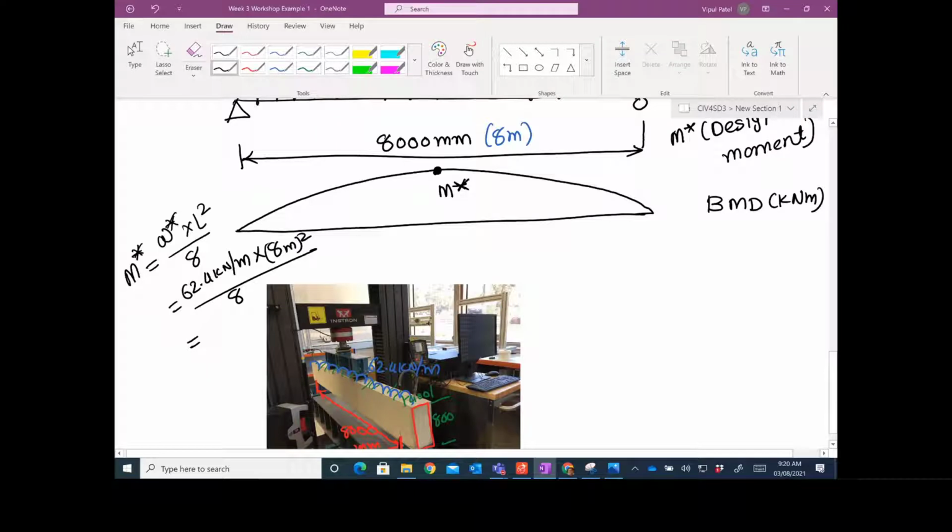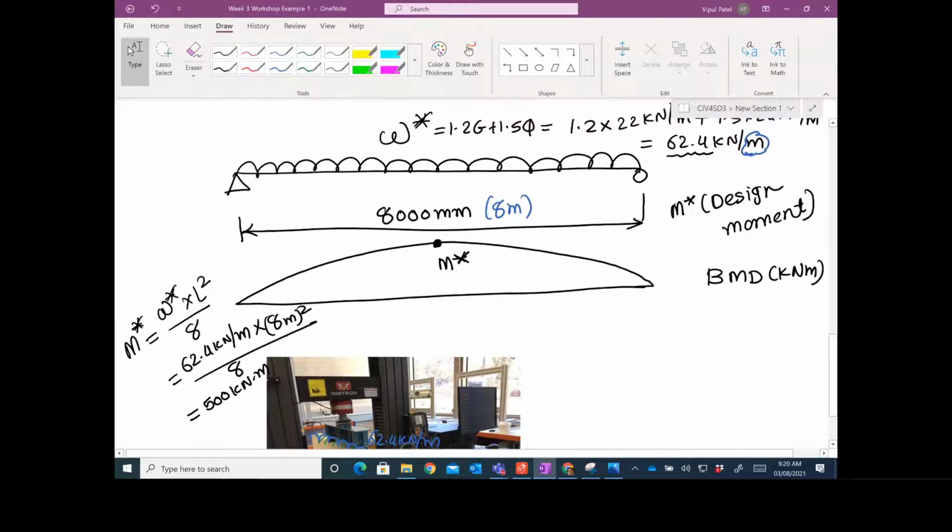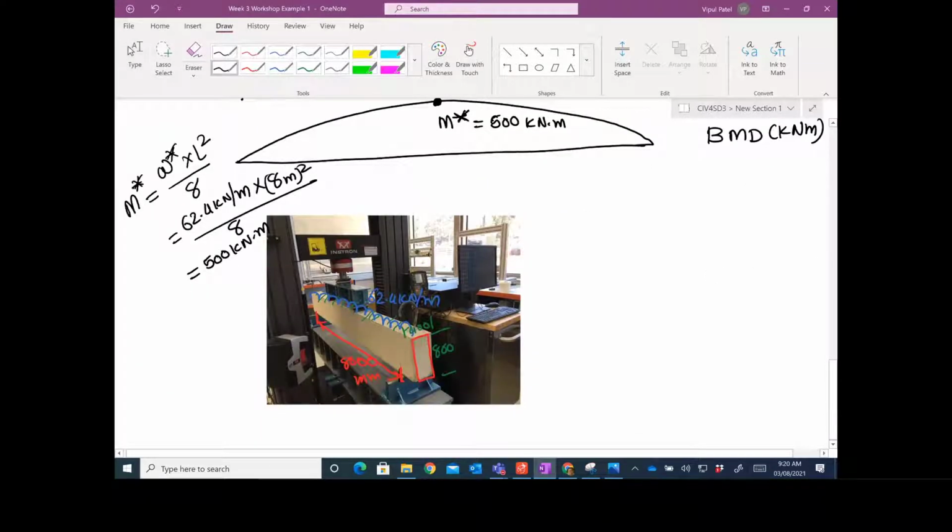So if I use the calculators, I would get 500 kilonewton per meter, right? So M star is 500 kilonewton per meter. Now, the question is, let me ask you the questions. Now, this beam is subjected to an M star value of, let me erase this whole thing. So this beam at this particular point in the middle has an M star value of 500 kilonewton per meter.